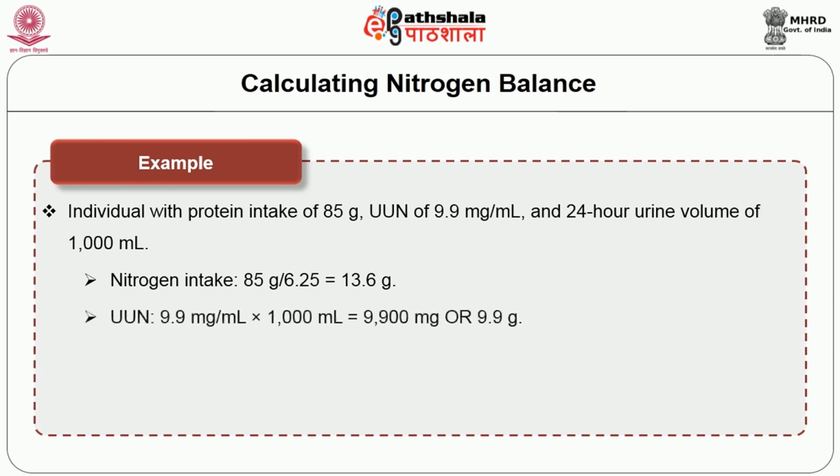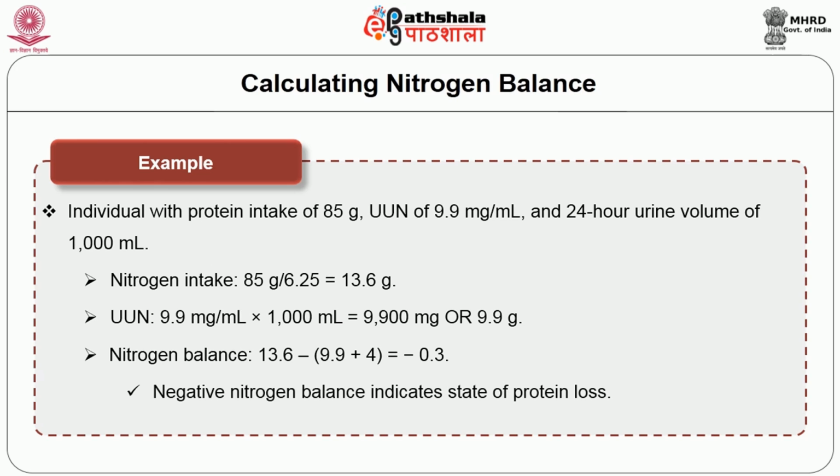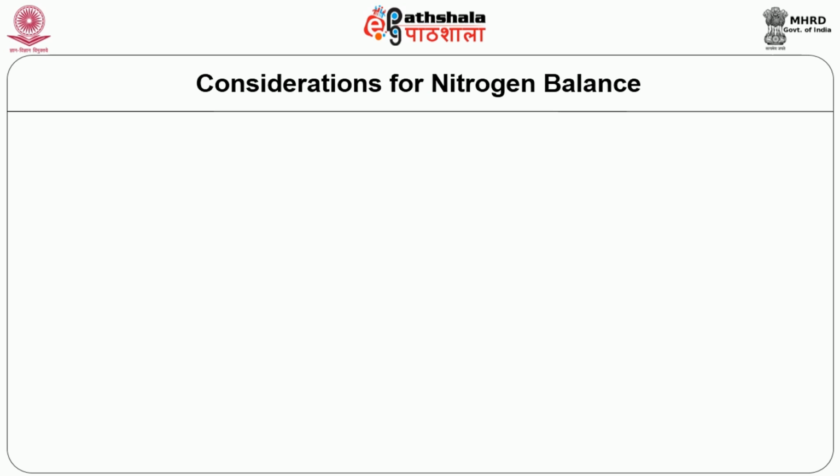So, the urinary urea nitrogen which we have determined in the 24-hour urine volume, 9.9 milligrams per ml multiplied by 1000 ml, that is the volume which has been collected, comes to 9900 milligrams or 9.9 grams. So, nitrogen balance is 13.6 minus 9.9 plus 4, as already mentioned, which estimates the other nitrogenous urea compounds and non-urea nitrogen losses which we have to consider. Therefore, there will be a negative nitrogen balance, which indicates a state of protein loss in this example which we have tested.